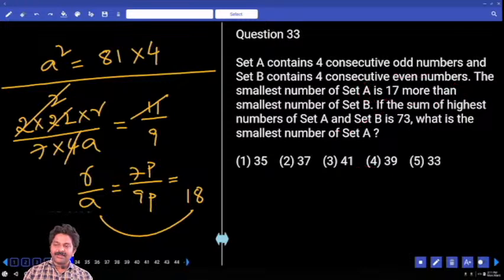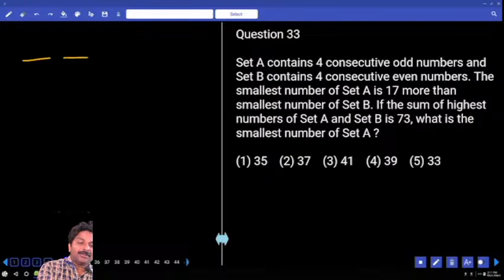Set A contains 4 consecutive odd numbers. Set B contains 4 consecutive even numbers. The smallest of set A is 17 more than the smallest number of set B. If the sum of the highest number in set A and set B is 73, what is the smallest number of set A? Okay. So now 1, 2, 3, 4.